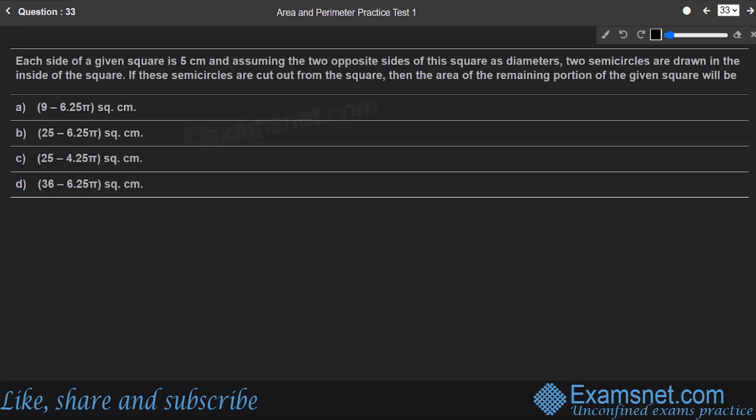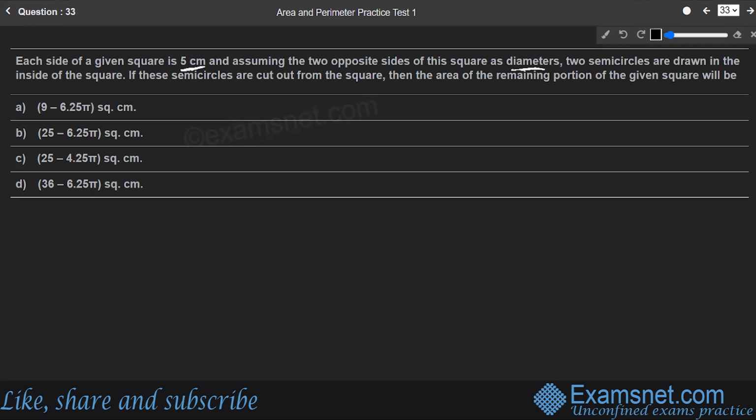Now, he says each side of a given square is 5 centimeters, and assuming the two opposite sides of the square as diameters, two semicircles are drawn on the inside of the square. Okay, so we need to first create the diagram as he has said. If these semicircles are cut down from the square, so further he says more things. Let us see the figure first.